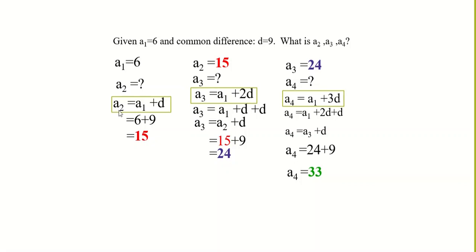Okay, this is 2, 1, and the numerical coefficient of the common difference here is 1. You have the subscript 3 and 1, and you have 2 here as the numerical coefficient of d. You have 4 and 1, then comes 3 as your numerical coefficient of the d. So can you find a pattern that we can use as a formula?